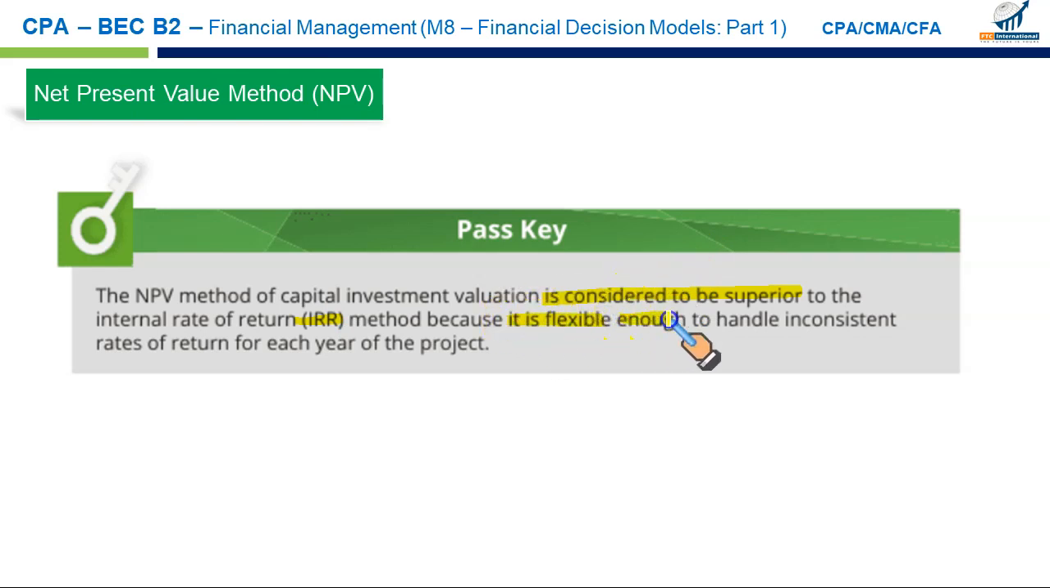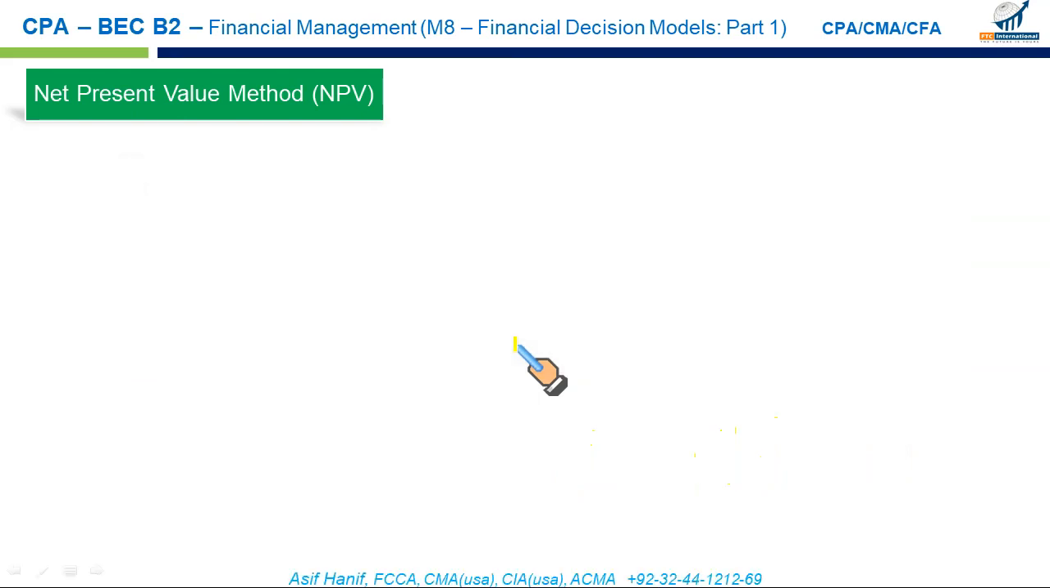It is flexible enough to handle inconsistent rates. Maybe we have a different discount rate for the first 3 years, then a higher rate for the subsequent 4, 5, 6, 7 years, and then we bring it down to 5%. So this is an important feature of NPV computations. We can handle inconsistent rates of return for each year of the project by using varying discount rates.